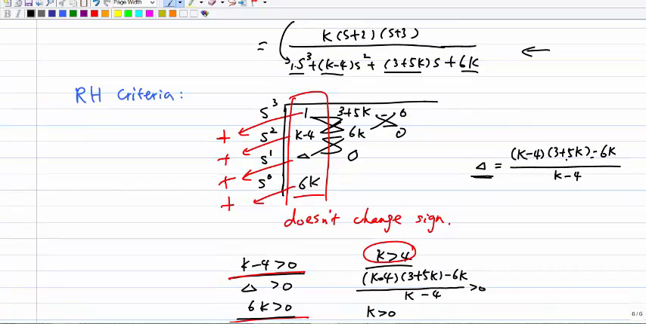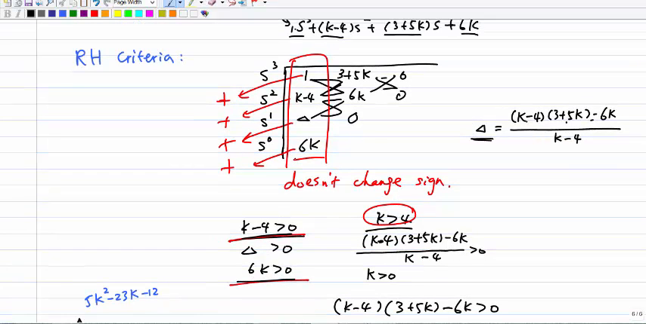So according to the Routh-Hurwitz criterion, the first column of my Routh array should not change sign, which means this one, because this is already positive, the other ones must be positive, otherwise there will be a change of sign. So positive means k minus 4 has to be positive, delta has to be positive, and the 6k has to be positive. And k minus 4 positive means k has to be greater than 4. So automatically this will be positive, because if k is greater than 4, then 6k is greater than 24, so it should be greater than 0. So this one I can just ignore. This one can be ignored, okay?